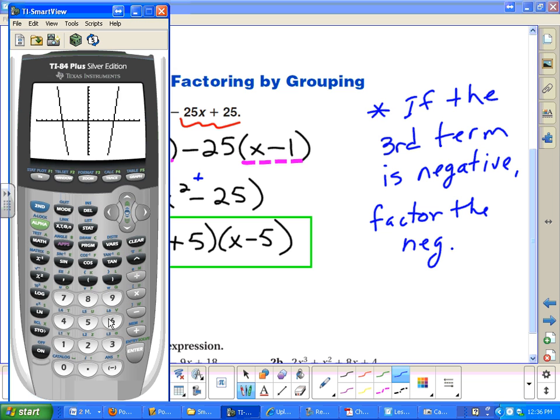Now graph with a plus sign there. So it's y equals x squared plus 25. Graph that. Okay, and you should probably have the same thing on your screen that I have. Turn the plot off.